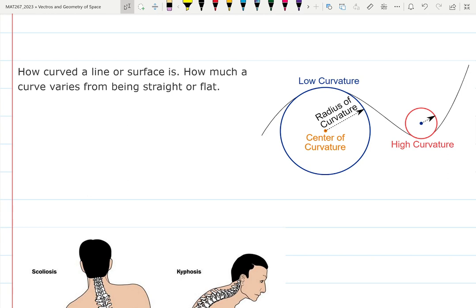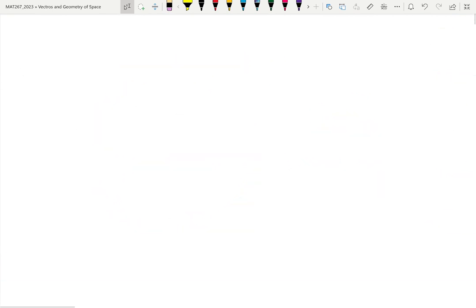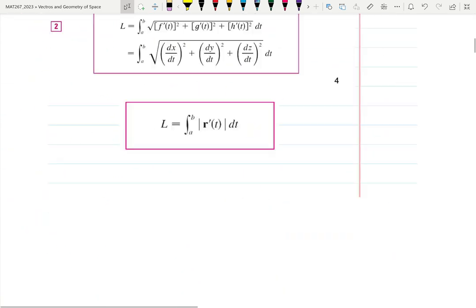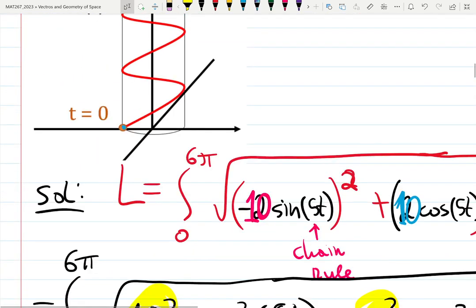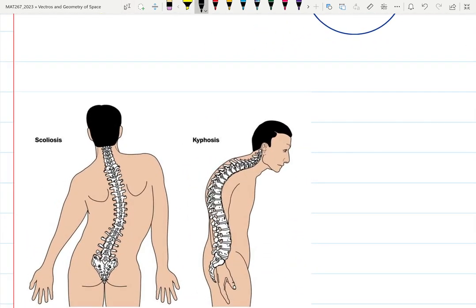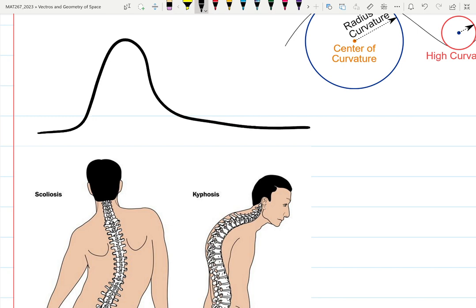Curvature is how curved a line or surface is, how much the curve varies from being straight or flat. Now here's the question. This is what curvature is. It's a very cool question. Okay, so the curve is smooth, but how smooth? Smoothness also can be explained. Very smooth, like if you're hiking this, you're very happy about it. And then it's not very smooth. And then it's getting worse.